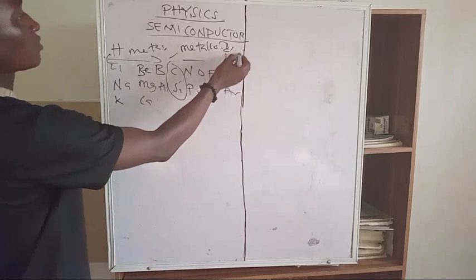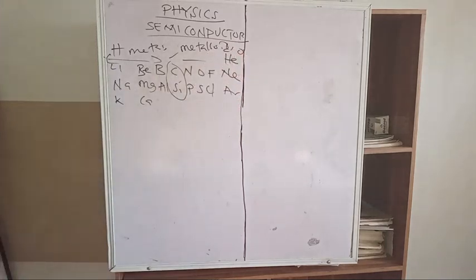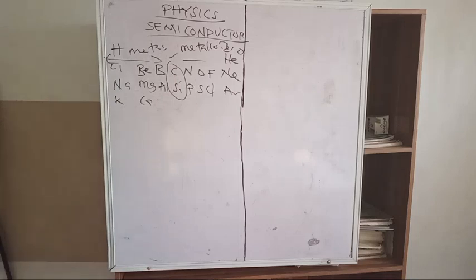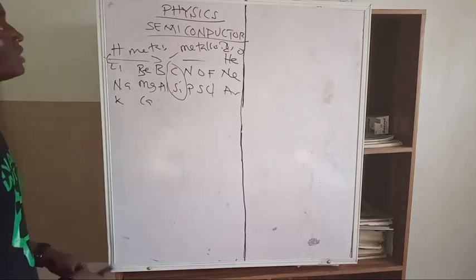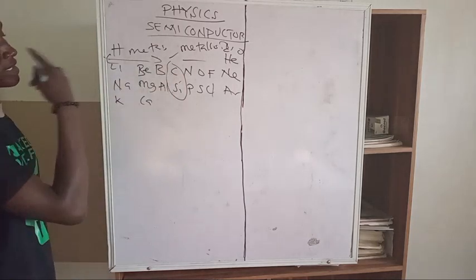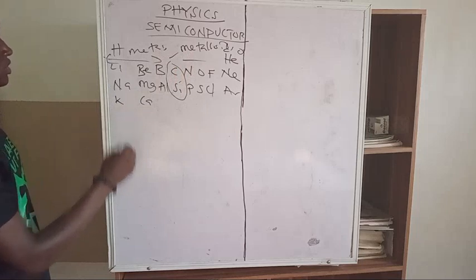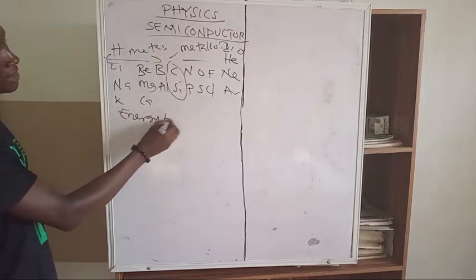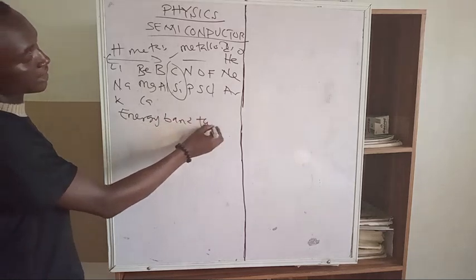This is the rare atomic gas, which is the group 0 or group 8 element. So that's the first thing you should know about semiconductors. The examples, also called metalloids, are carbon and silicon. Now there's what we call the energy band theorem.